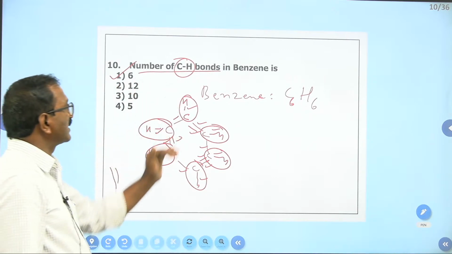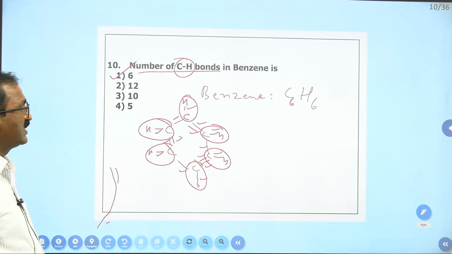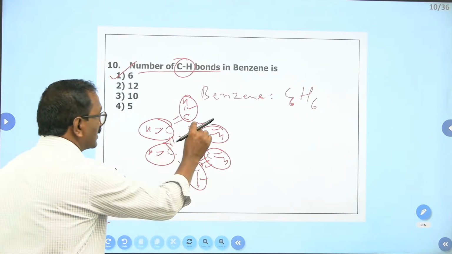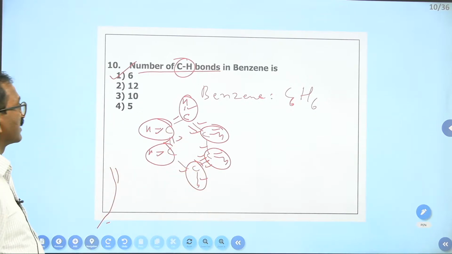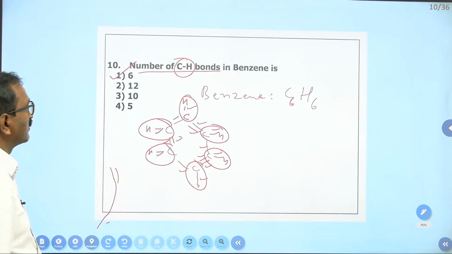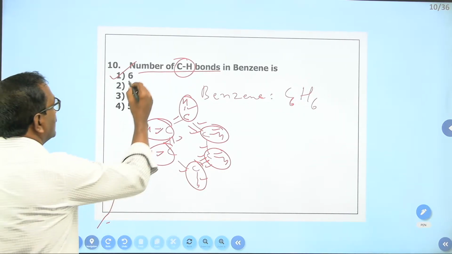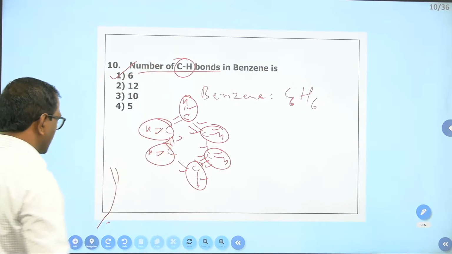Similarly, in the case of benzene, how many carbon-carbon double bonds are there? Your answer is 3. This is one carbon-carbon double bond, this is the second one, this is the third one. You just remember that, okay? So this is the answer to the 10th question. Number of C-H bonds in benzene, your answer is 6. So the first option is the right answer here.